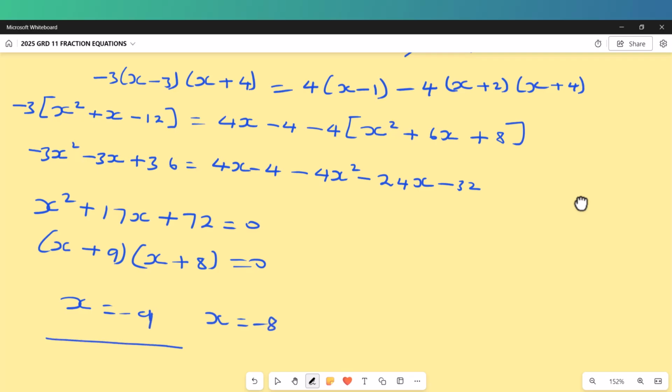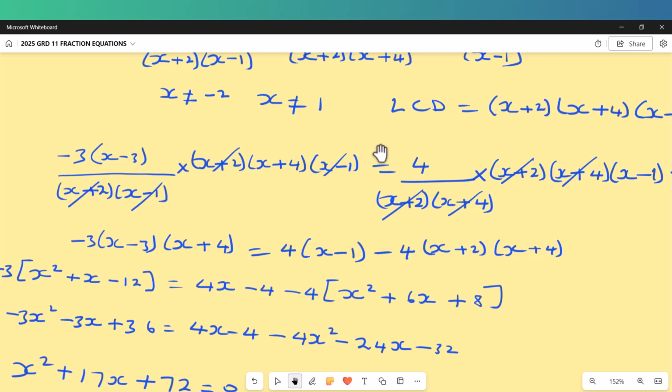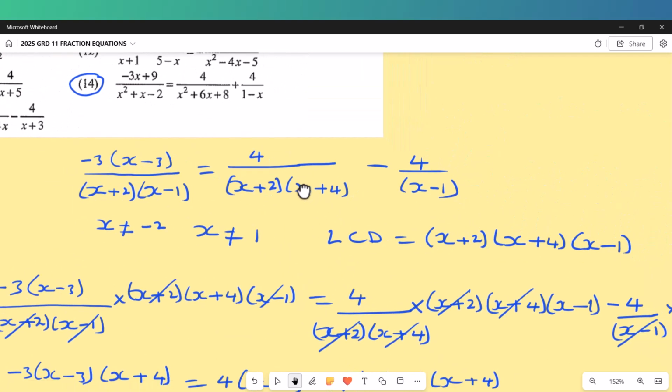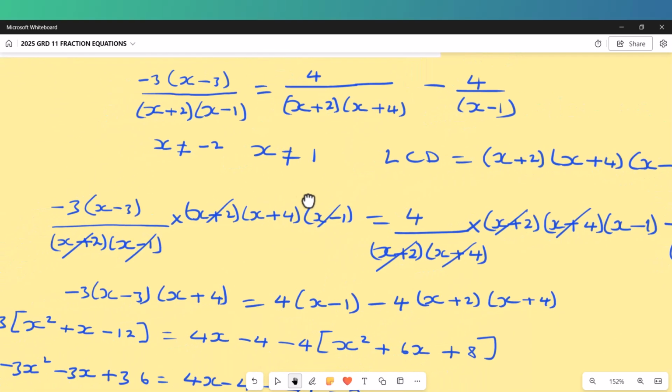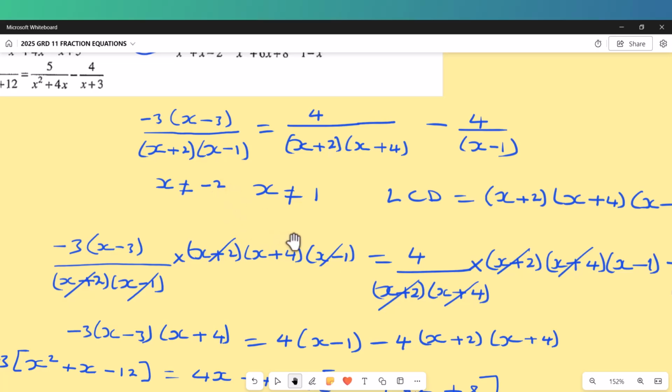But before we stop there, we check our restrictions again. Let's check them here. Restrictions. What do we have? We said x can't be what? X can't be negative 2, can't be 1. So our answers are correct.